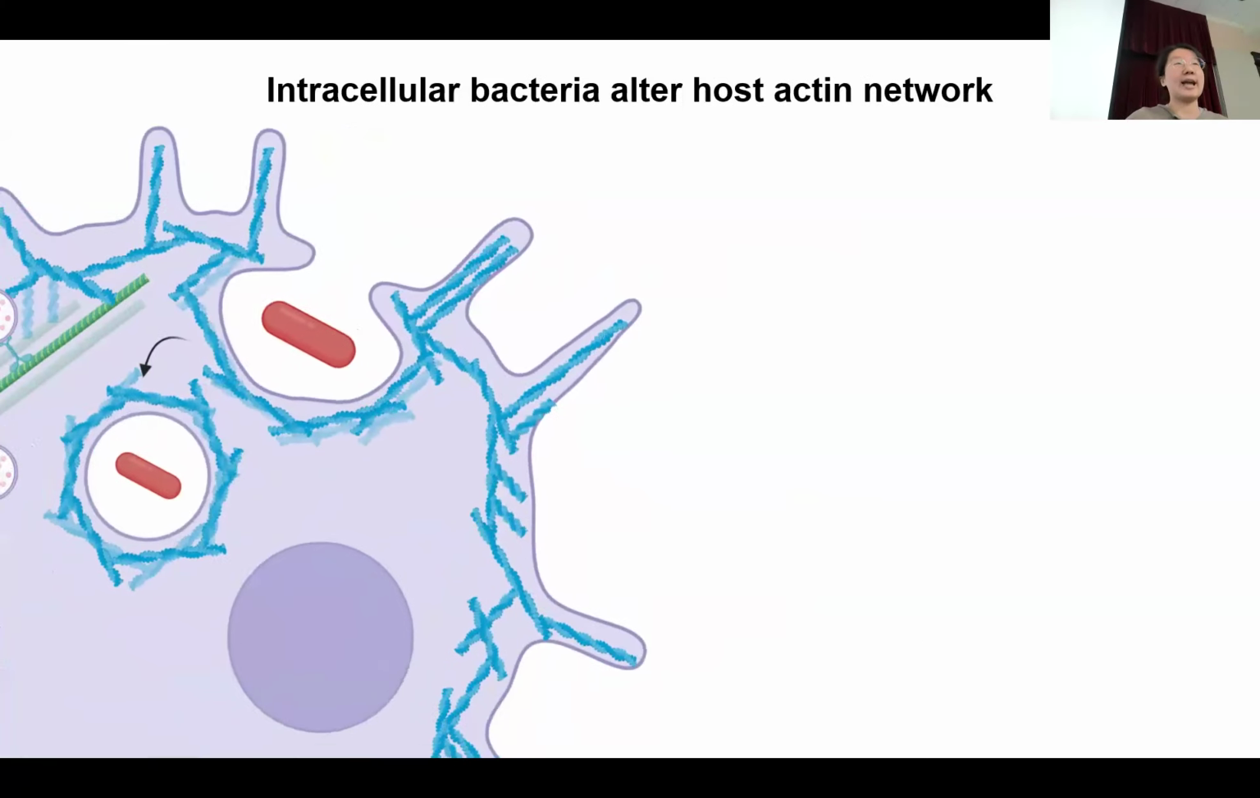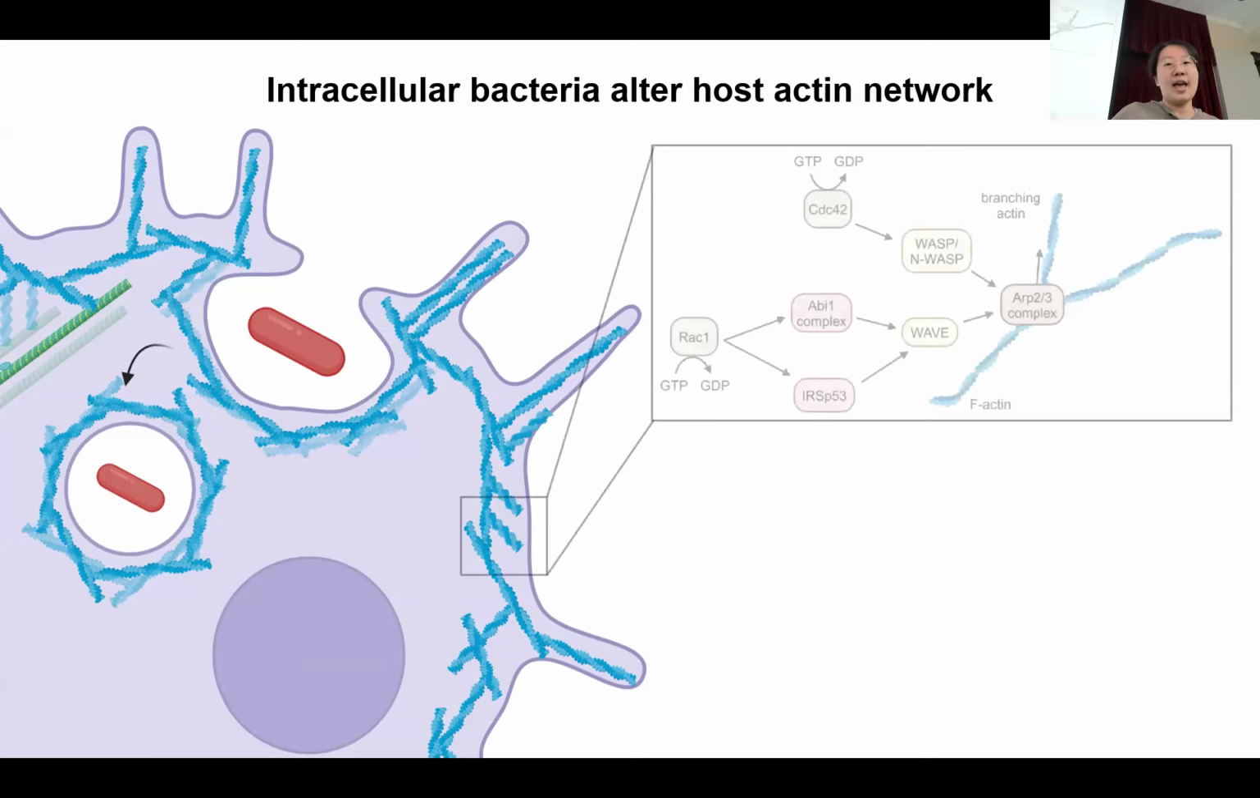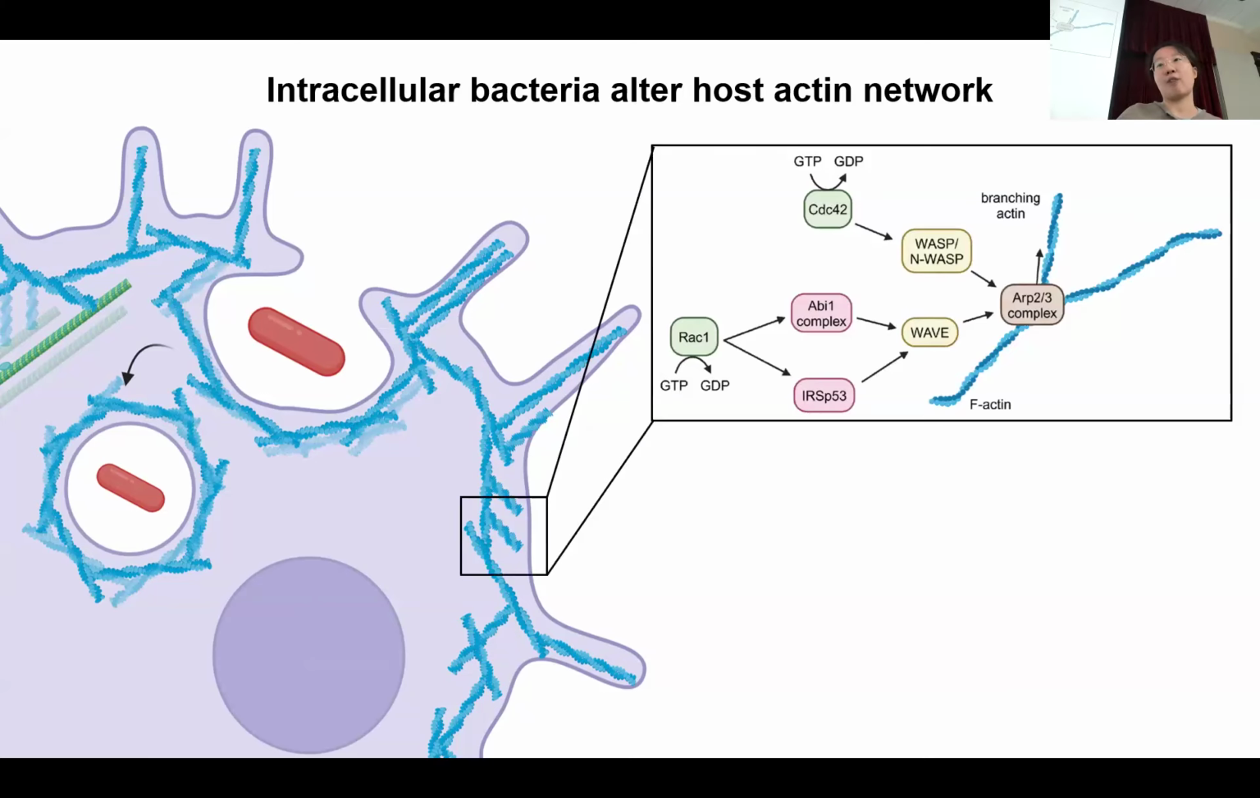And the actin network is a dynamic structure that is made possible by the regulation of actin polymerization, which turns globular actin monomers into filamentous actin polymers. And this involves small GTPases like RAC1 and CDC42 to activate actin nucleation promoting factors like WASP and WAVE that then activate the ARP2/3 complex, which directly generates the newly branched actin.